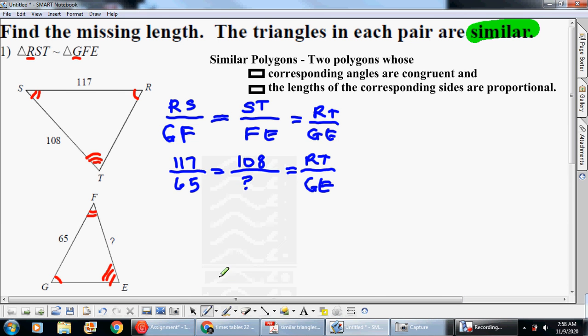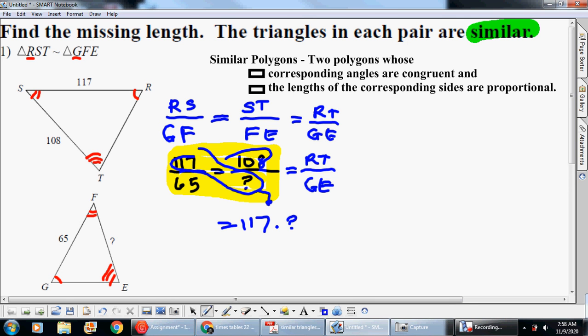So I'm going to focus mainly on this part of the problem, okay? Because the last ratio, I don't know anything about it, okay? Once you do that, you cross multiply and put the answer right here. So that'll be 117 multiplied by question mark. Cross multiply these and put the answer right here. That'll be 65 multiplied by 108.